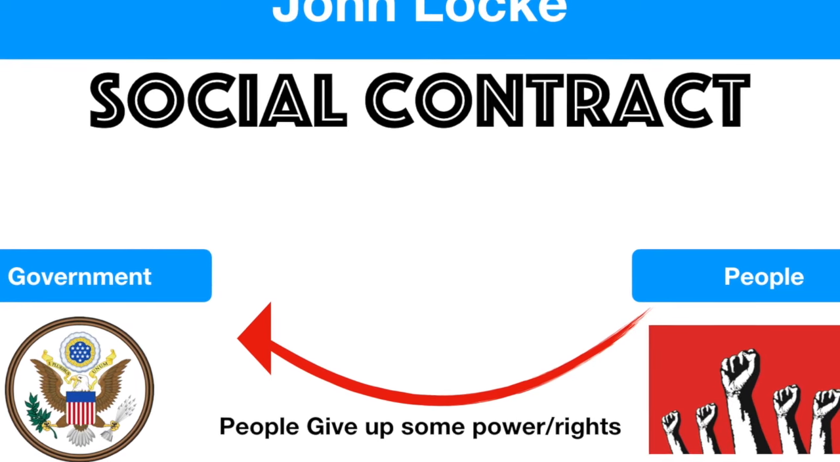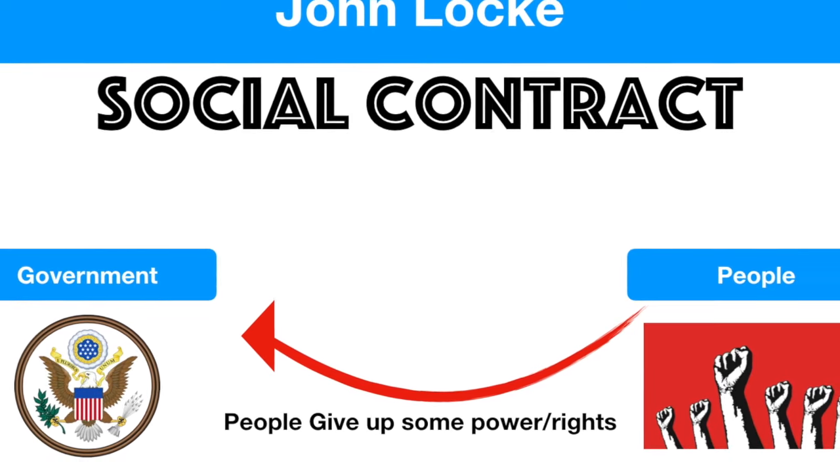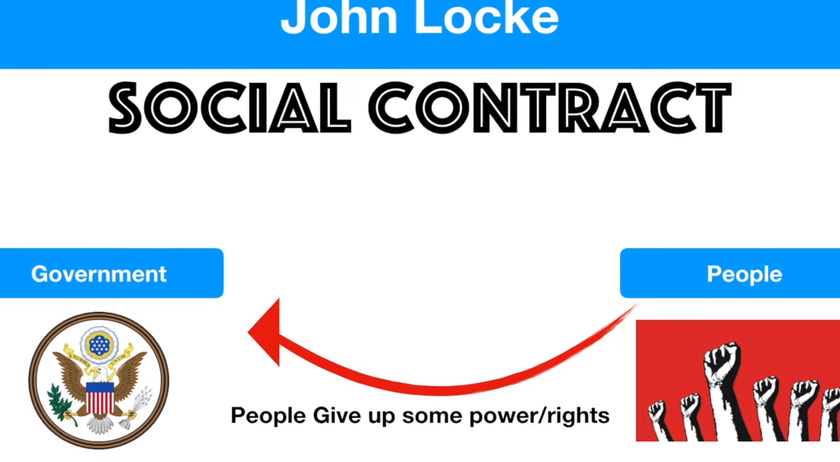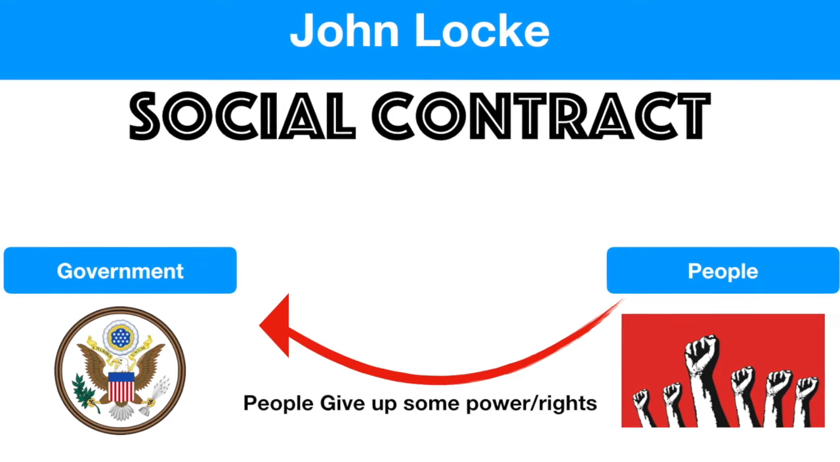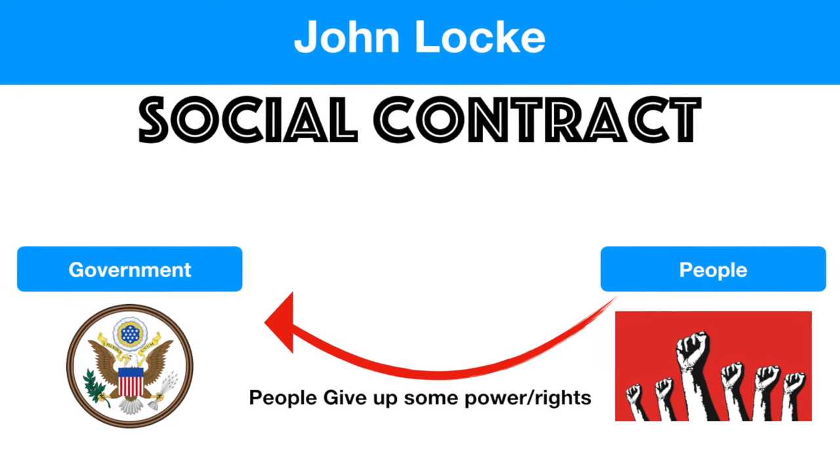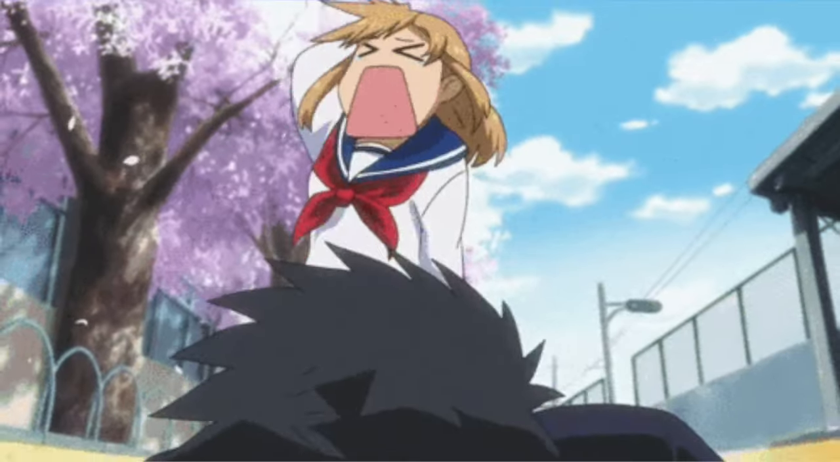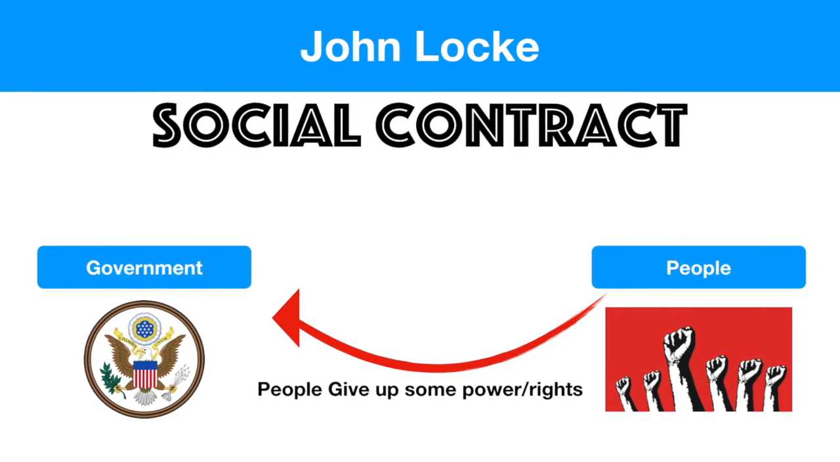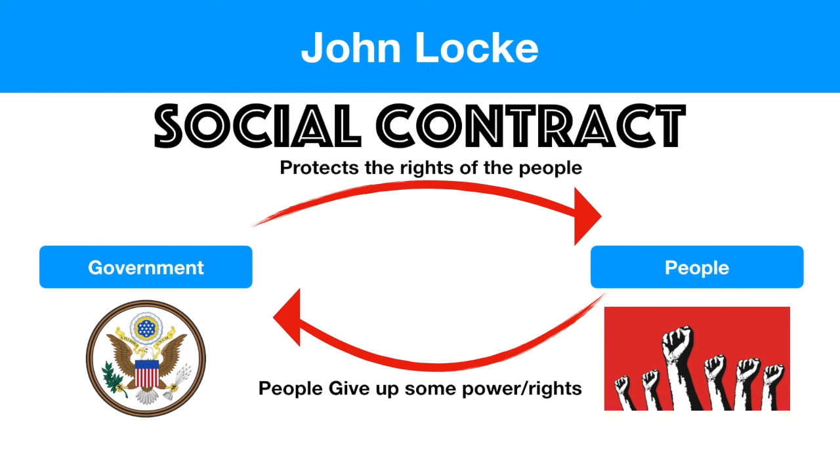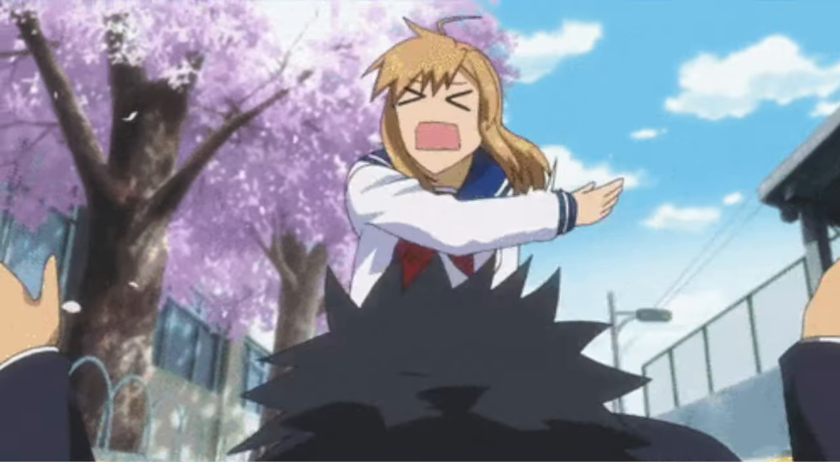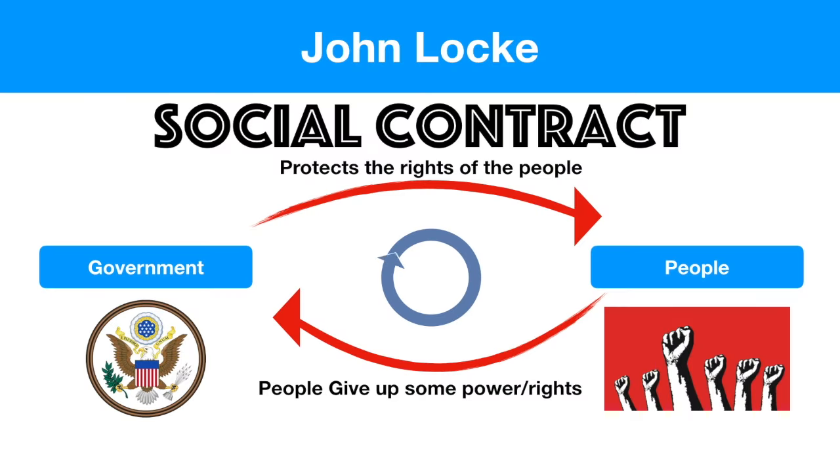So he thought that people are going to give up some of their power and some of their rights, like their ability to slap someone in the face whenever they want to because they don't like the way their face looks. And they're going to give that power and that right, that face-slapping right, to the government. And in return, the government is going to protect the people from getting their faces slapped by others. And it's in this contract in which we agree upon that we give up certain rights, like our right to steal, our right to kill, our right to slap someone in the face, and in return, they protect us.